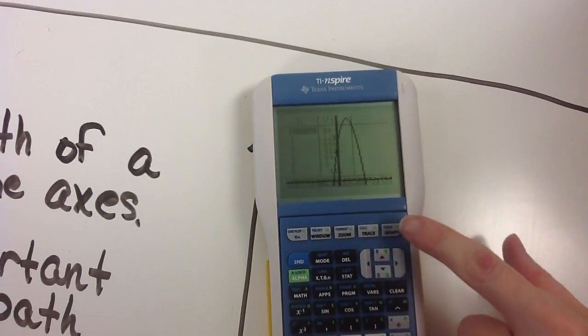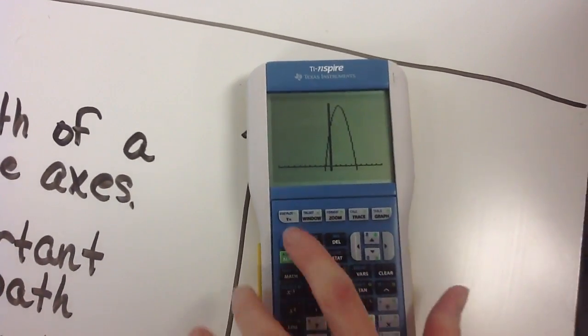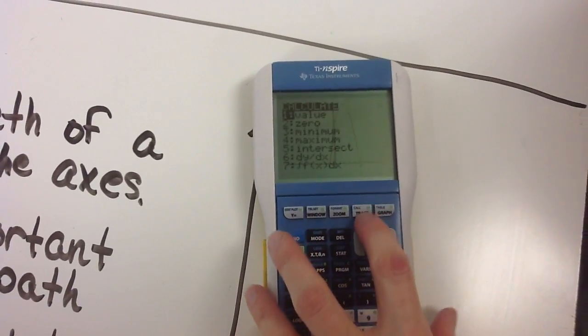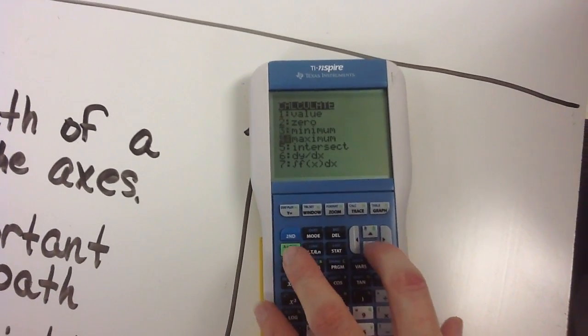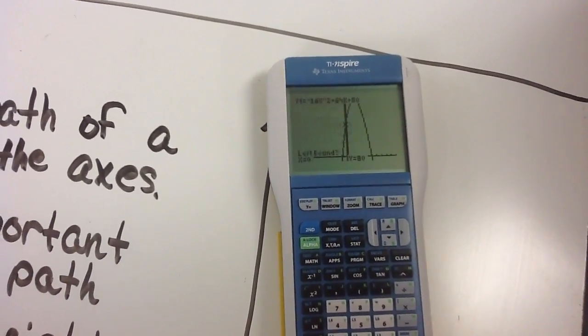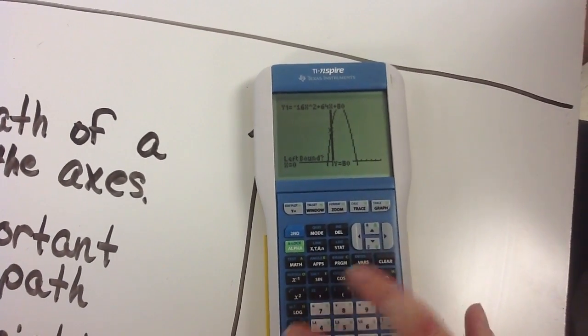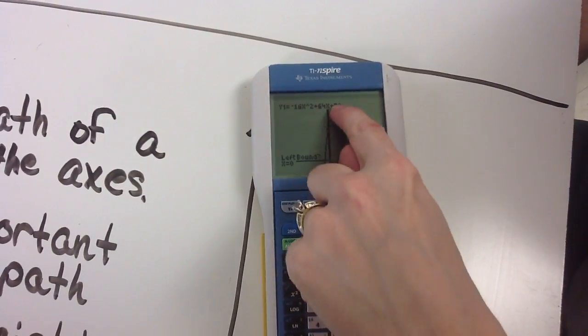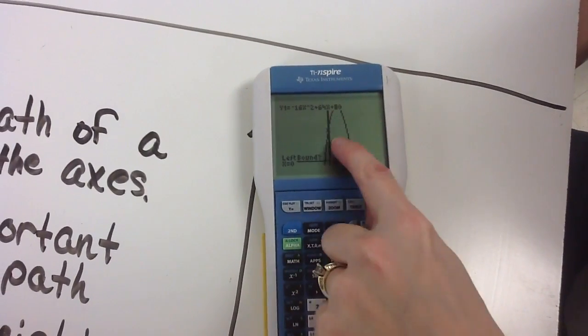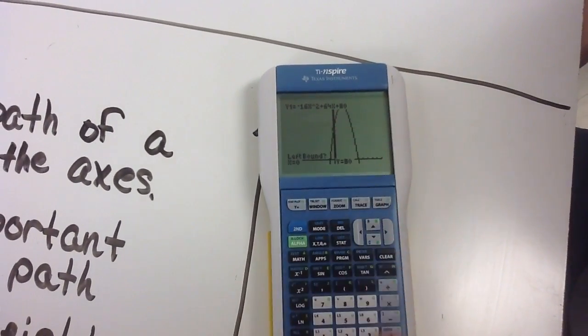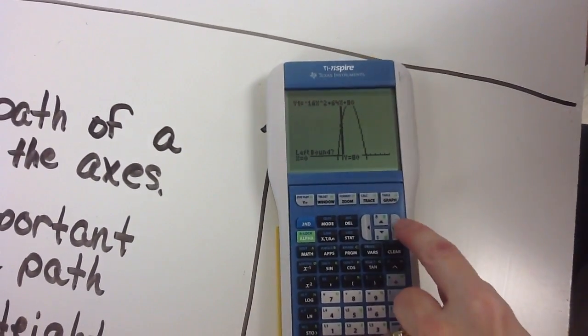So now we want to find our maximum. We're going to go, again, second trace button. We're looking for the maximum. Hit enter. Again, we're going to have left bound, right bound, just like we did when we were finding zeros before. Right now, my point is up here somewhere, covered by those numbers, but over here is to the left, so my cursor is already in there.